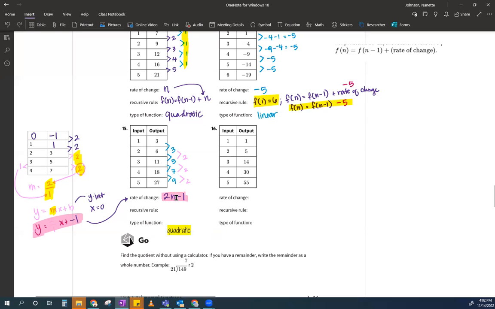Okay, the recursive rule. Again, Ms. Johnson, you want me to write the structure and then put my rate of change right there? Exactly. So I'm going to write my structure, which is just f of n equals f of n minus 1 plus, and then I'm going to bring down my rate of change, which is 2n minus 1. Right, this guy here.